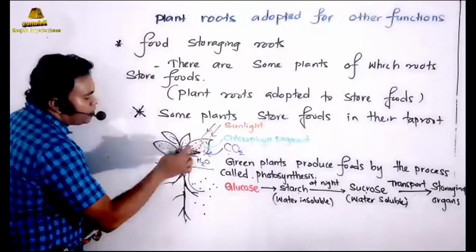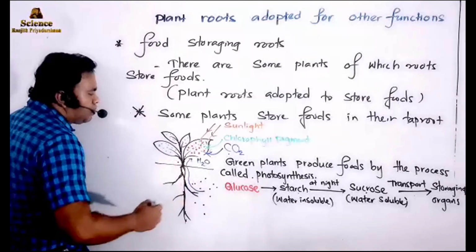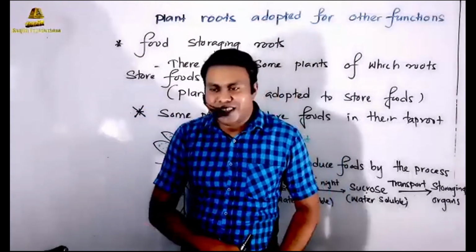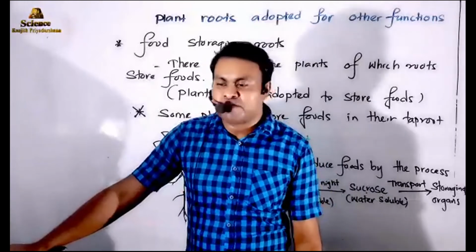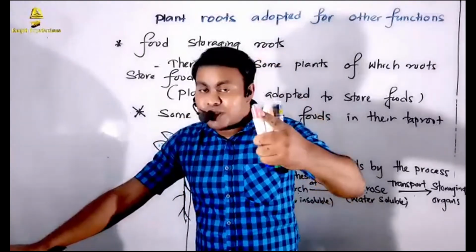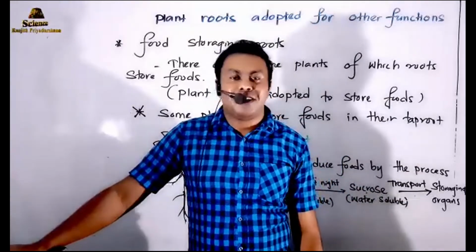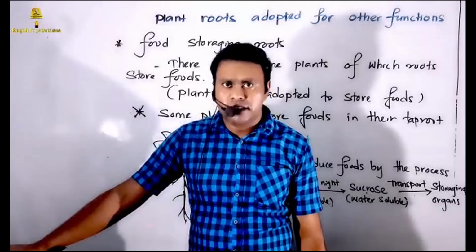Yes, these produced foods are translocated to special tissue. Which tissue is used to translocate water? Xylem tissue. Very good. So what's the other tissue used to translocate foods? Phloem tissue. Phloem tissue.